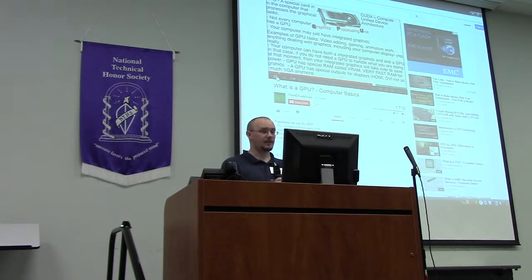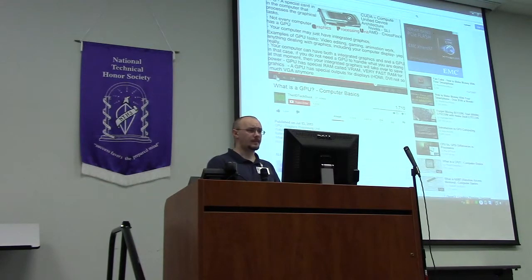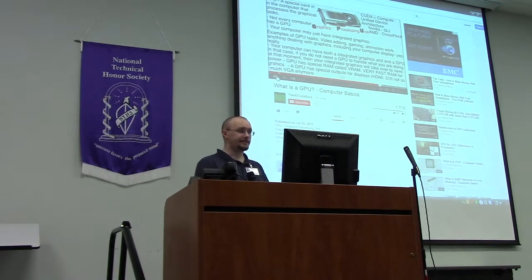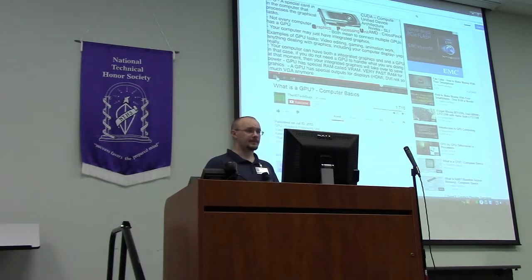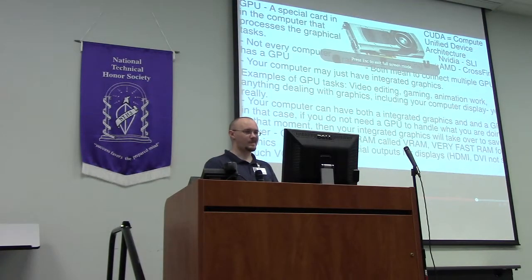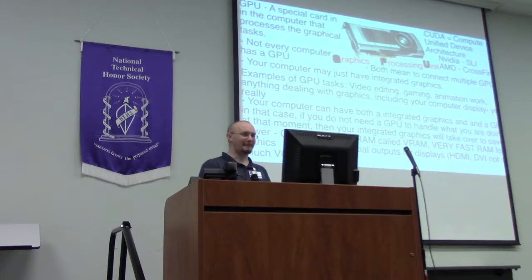And they can support this thing called SLI, or Crossfire X. Crossfire X is AMD's way of saying you can connect 2 of these GPUs at once and get double the performance. SLI is NVIDIA's way. So those are 2 GPU companies, if you didn't know. And it allows you to connect more than 1 GPU to the same system and get double the performance.